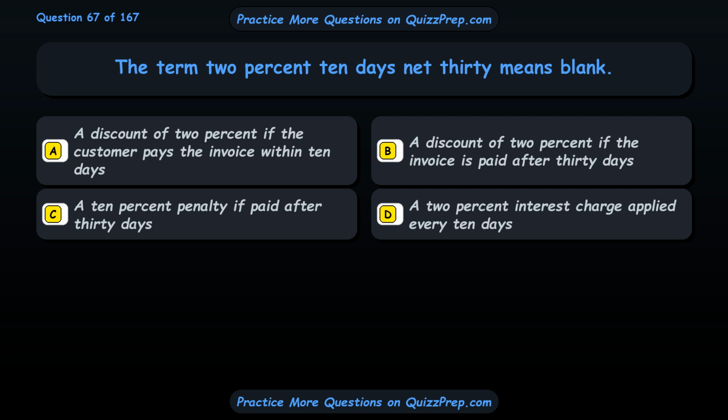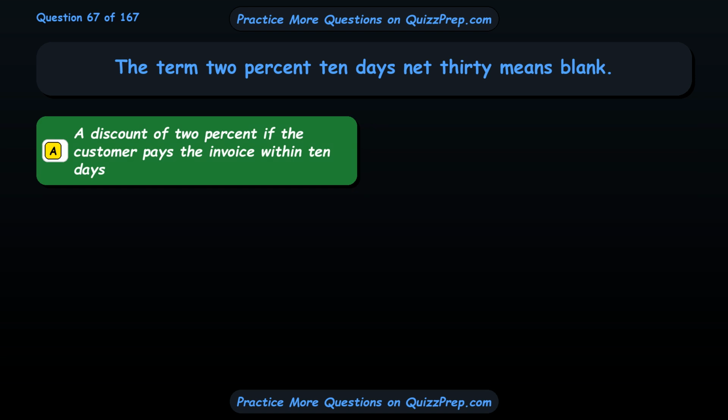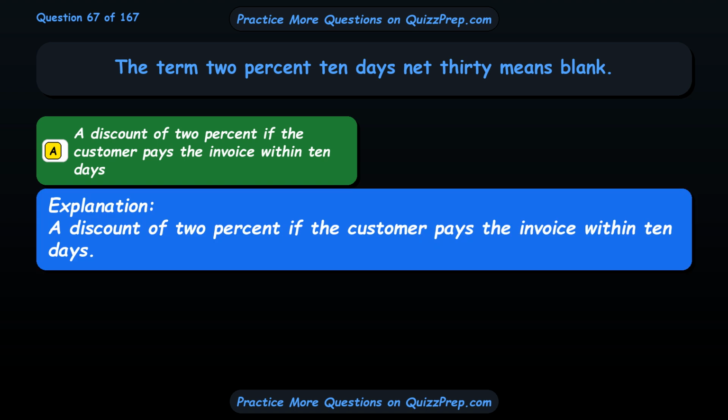Question 67. The term 2% 10 days net 30 means blank. Option A, a discount of 2% if the customer pays the invoice within 10 days. Option B, a discount of 2% if the invoice is paid after 30 days. Option C, a 10% penalty if paid after 30 days. Option D, a 2% interest charge applied every 10 days. The correct answer is option A, a discount of 2% if the customer pays the invoice within 10 days.